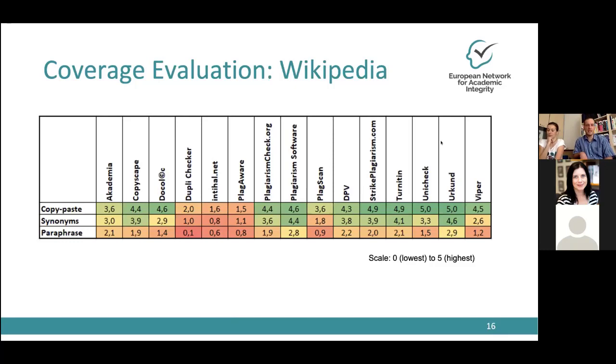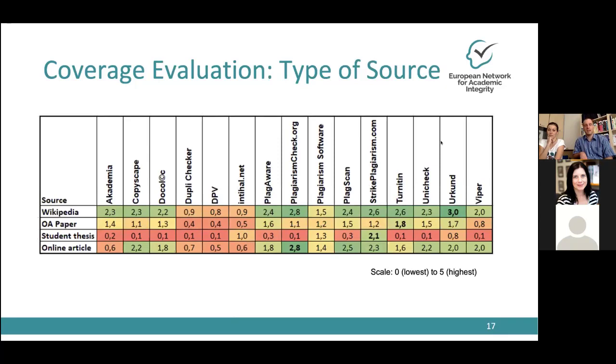So this is Wikipedia. What is the situation when we take a look at other types of sources? So here are the averages for all plagiarism methods. Wikipedia is averaged for copy-paste, synonym replacement, and translation plagiarism. And you can see that for open access papers, the differences in performance between the systems are pretty high. Yeah, some systems are better in indexing open access papers, some systems are worse.